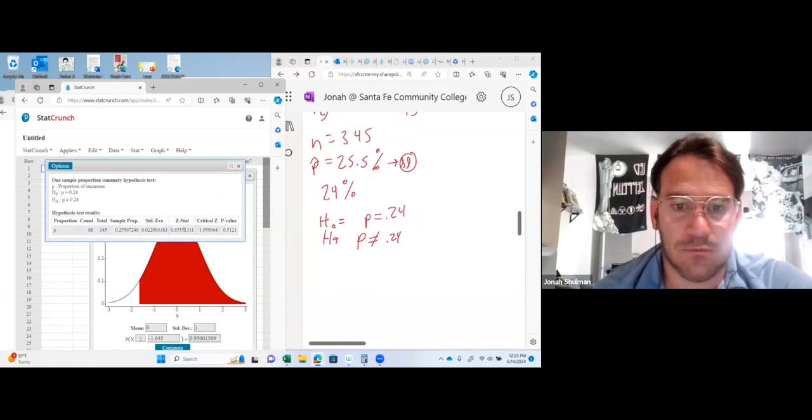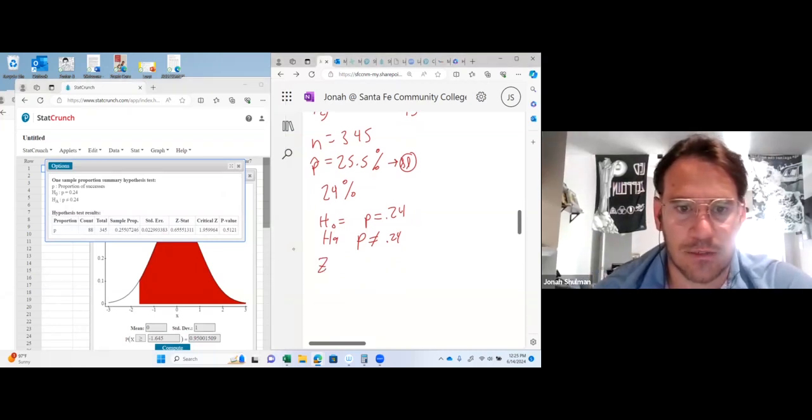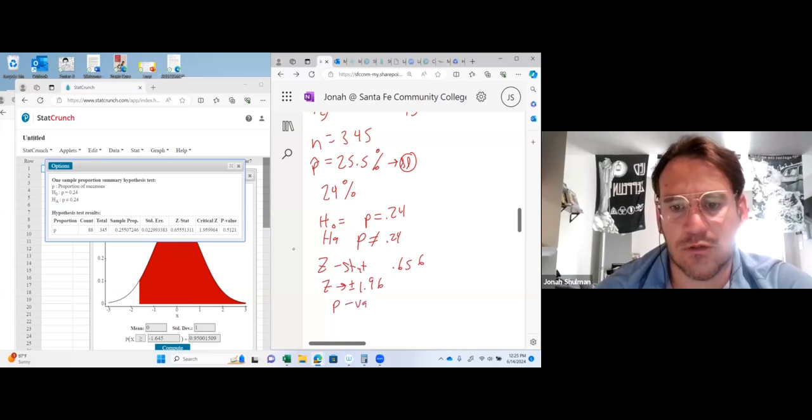It's not significant. This is more than 0.05. So this is everything. So our z-stat is 0.656. Our critical value is 1.96. And our p-value, this is the only thing that I really look at. You can do it all three ways, like I did above, but the p-value is 0.5121. So we fail to reject the null.